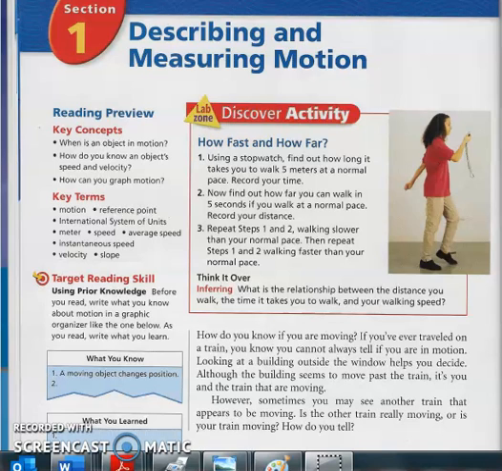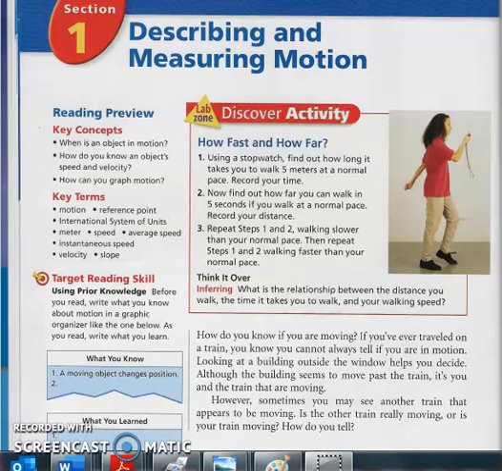How do you know if you are moving? If you've ever traveled on a train, you know you cannot always tell if you are in motion. Looking at a building outside the window helps you decide. Although the building seems to move past the train, it's you and the train that are moving.